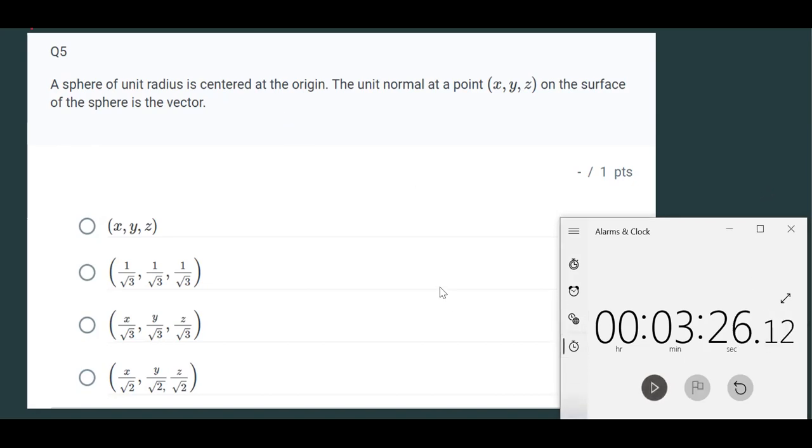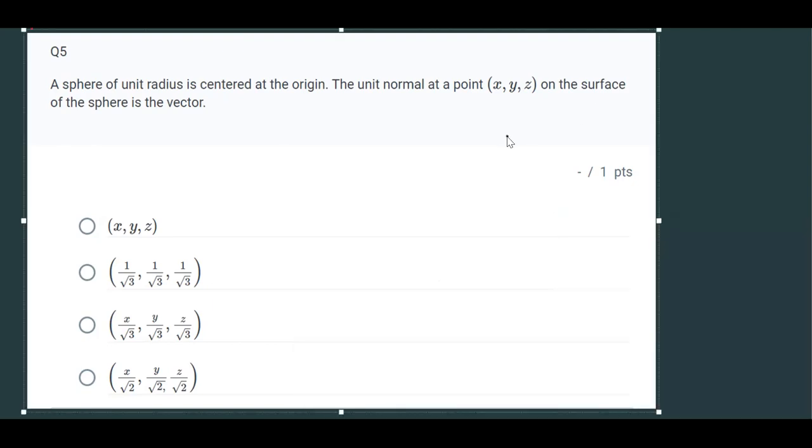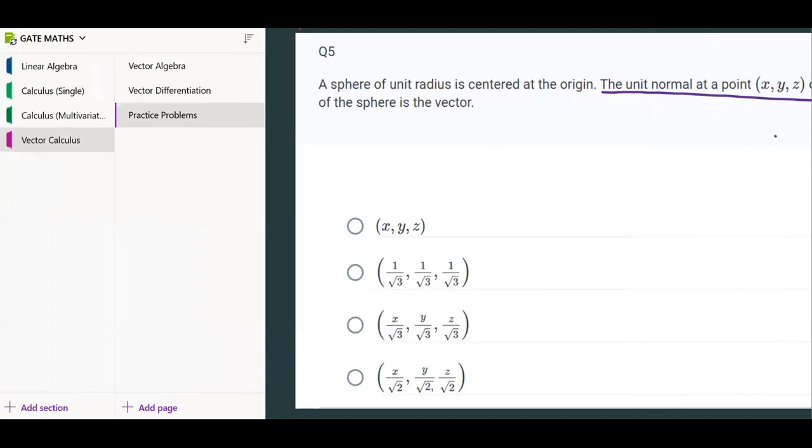Okay. So only 3 of you answered, and that too only 1 correct. That's not difficult. So we discussed a concept that normal to a surface. Normal to a surface. So sphere is a surface, definitely surface of the sphere. Now we need to find the normal to the surface.